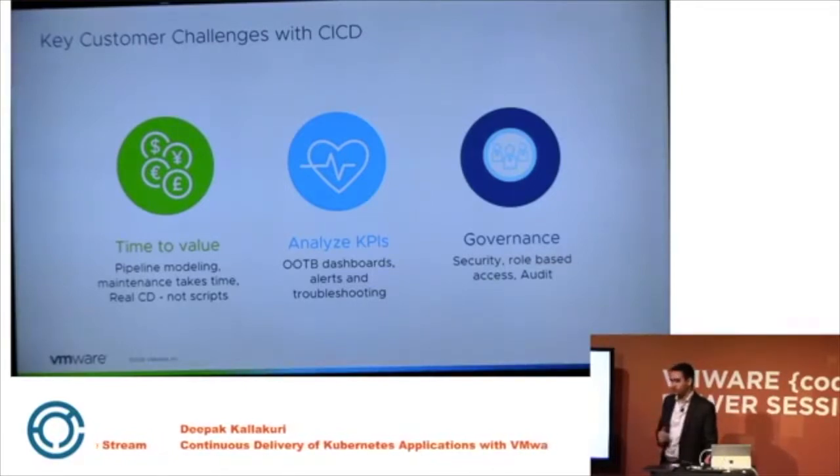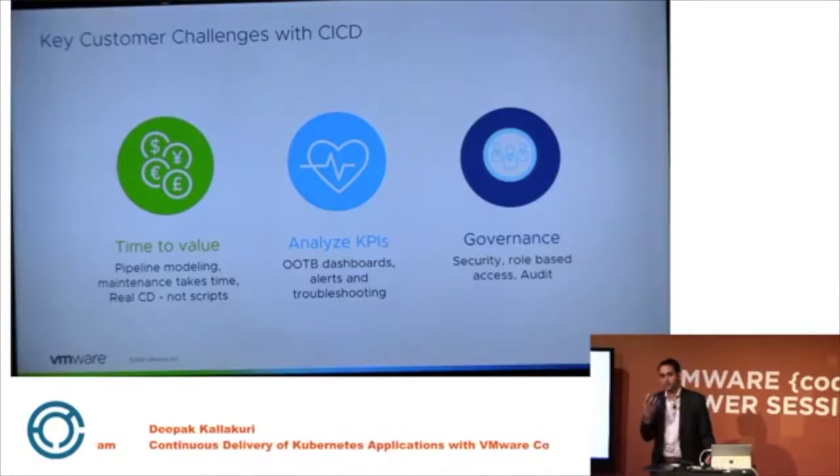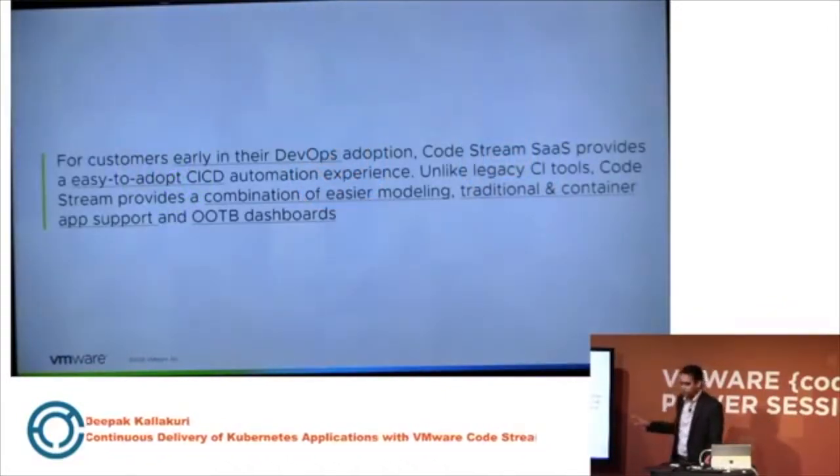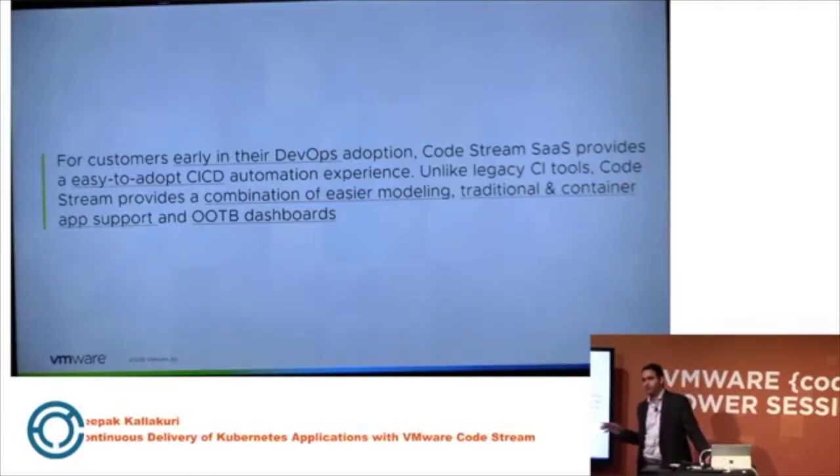The third layer is the governance aspect of things. When you have containers and Kubernetes, and not just containers and Kubernetes but CI/CD in general, you want to be able to control, as an admin, how people work. So CodeStream wants to deliver a frustration-free, easy-to-adopt CI/CD automation experience. Unlike legacy CI tools, what we provide is the ability to monitor your pipeline executions over time, and it works for both traditional applications as well as containers. So there's no dependency on one or the other. And we have out-of-the-box dashboards as well.